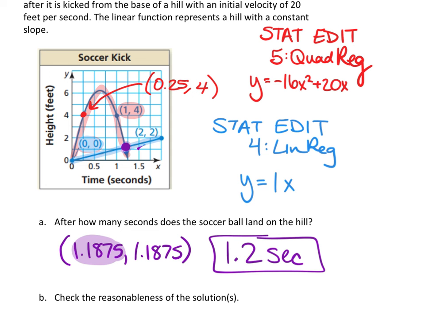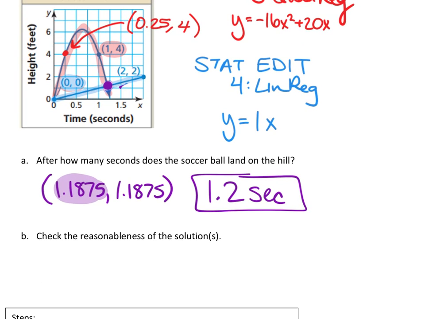Now the second question here says, check the reasonableness of this solution. Based on the graph here, is it reasonable for the time to be 1.2? Look at the numbers at the bottom of the graph. Yeah, this is 1, and this is 1.5, and it's about here. That's the right amount of time for a ball to be up in the air, 1.2. So our reasonableness of the graph checks out. So we would say, yes, it's okay. That's a reasonable amount of time for a soccer ball to be kicked up in the air.